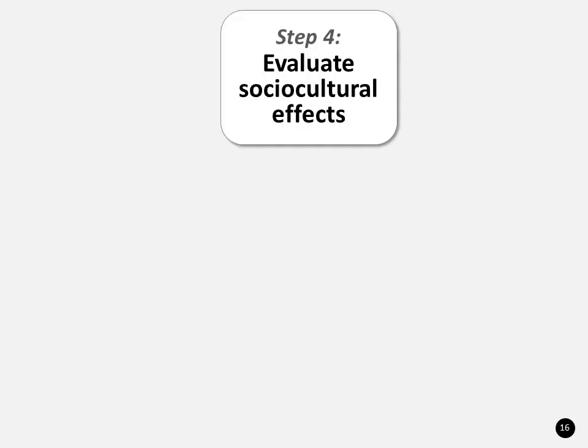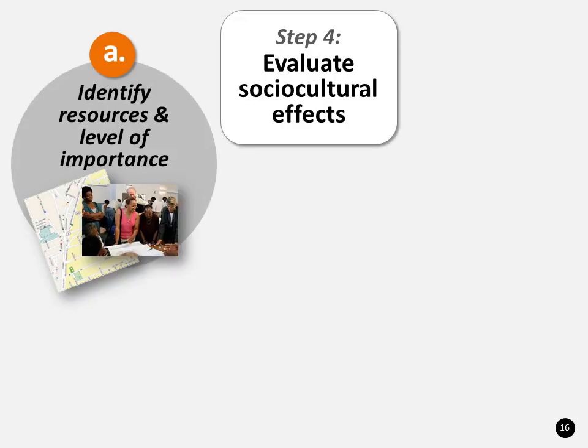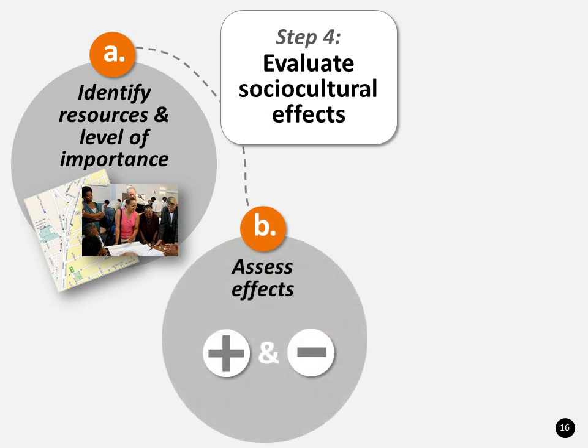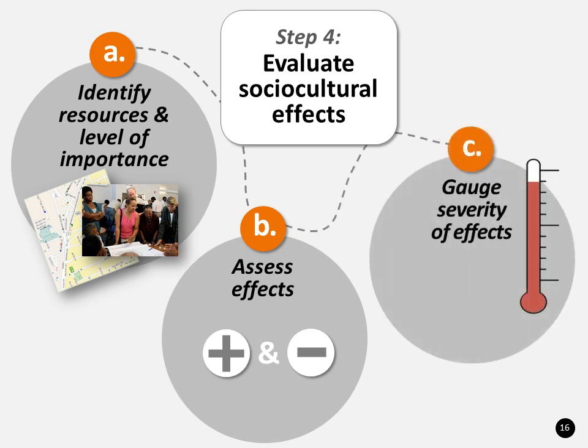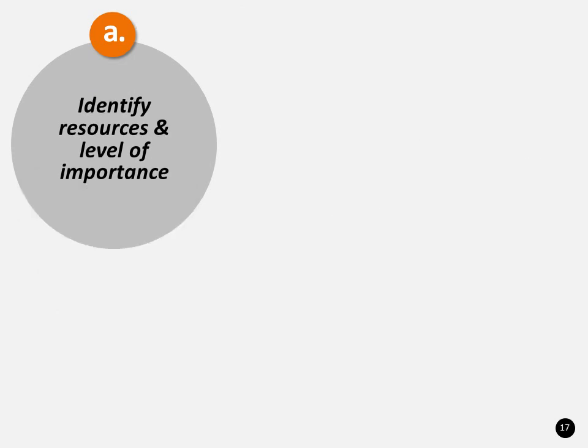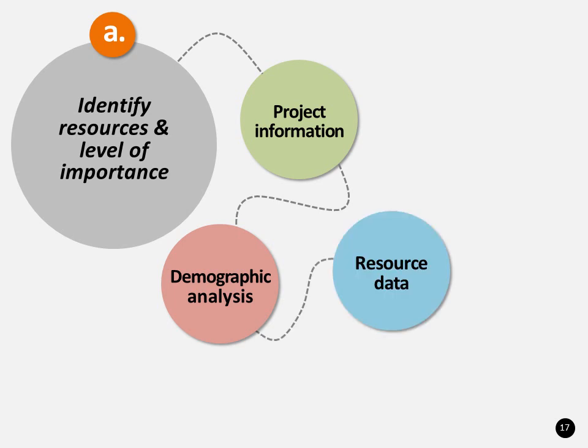Evaluating relocation potential involves three main tasks: identifying sites with relocation potential and determining their level of importance to the community, assessing potential effects on those sites and the community, including both positive and negative effects, and gauging the severity of any potential negative effects. The first task, Task A, is to review the community information compiled during preparation for the SCE evaluation. This information includes project information, demographic analysis, community resource data, and prior public input.